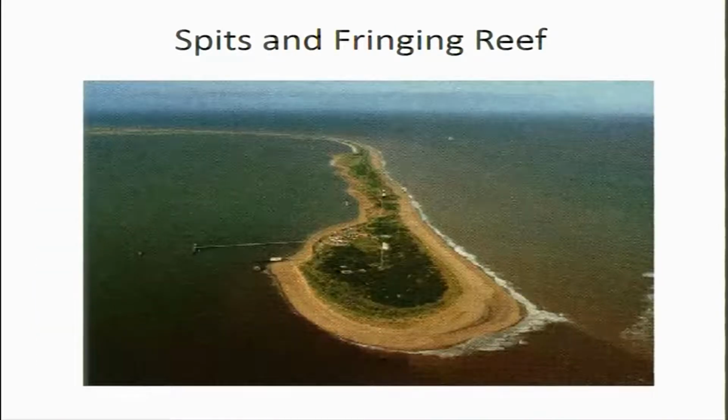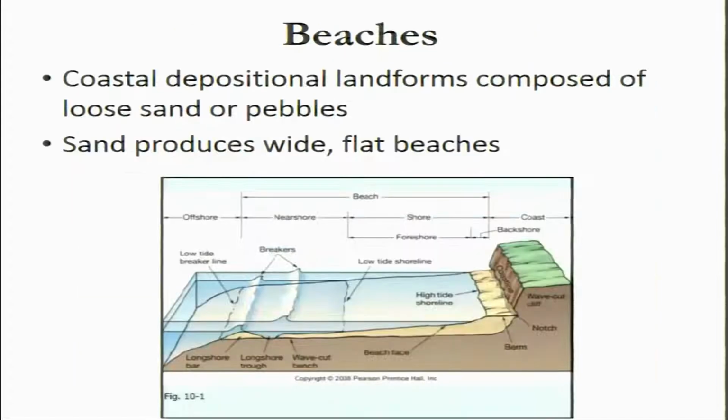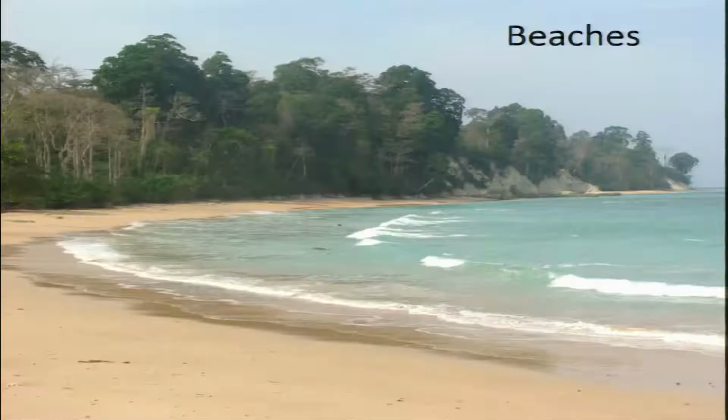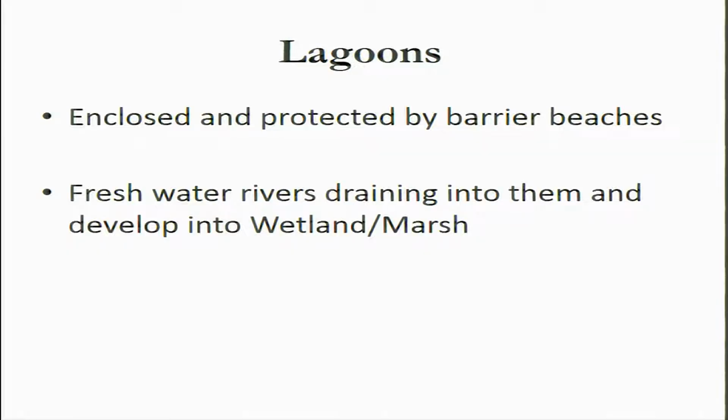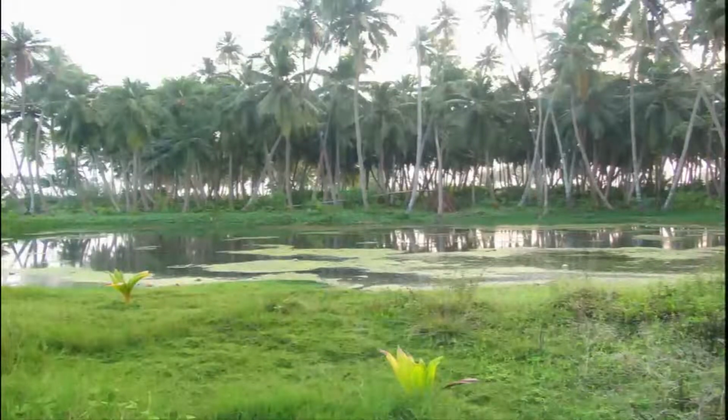Here is another example of a spit at the fringe of the reef. And then coming to the beaches, how do they look? This is a typical example of a beach as well as the rocky cliffs, you have the cliffs along here in Andaman. Now coming to the lagoon, enclosed and protected by barrier beaches, with rivers draining into them, and it develops into a sort of wetland or marshy area. This is slightly away from the beach, and you have a marsh or wetland which has started developing in this area.